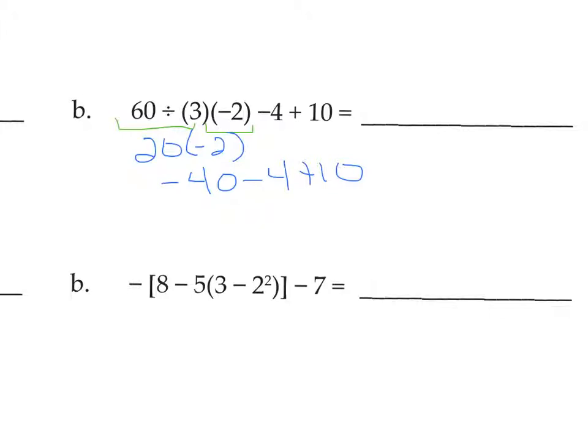Now we just have add and subtract. Negative 40 and negative 4 are both negatives. They're going to come together to make negative 44. They're going to battle against the positive 10, and we're going to have negative 34 left.